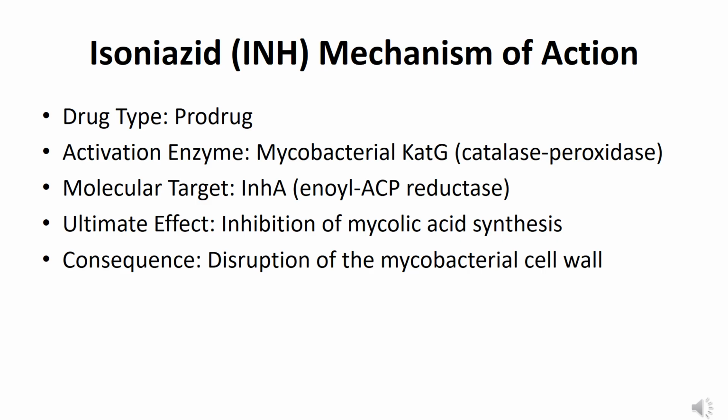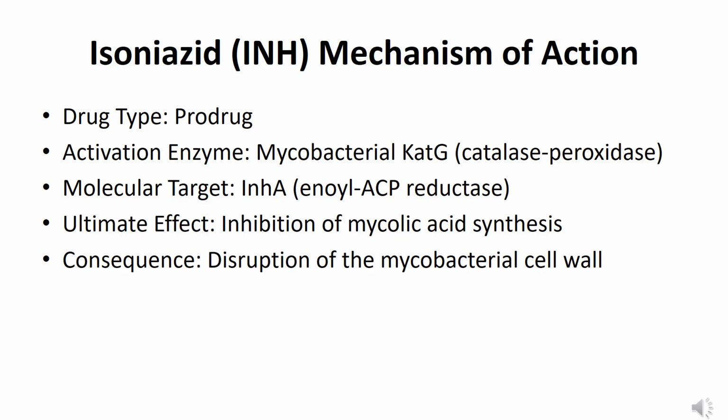Once activated, isoniazid begins targeting an essential bacterial enzyme known as InhA. InhA functions as an enoyl acyl carrier protein reductase. While the name may sound complicated, its role is straightforward. This enzyme participates in the production of mycolic acids, which are vital building blocks of the mycobacterial cell wall.